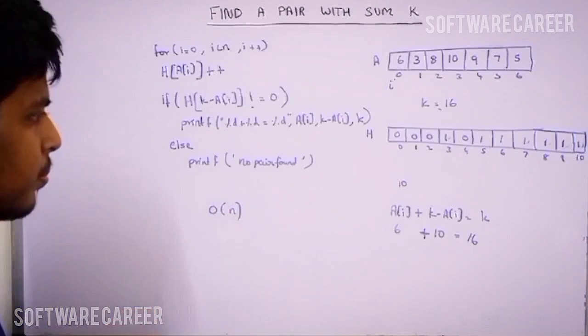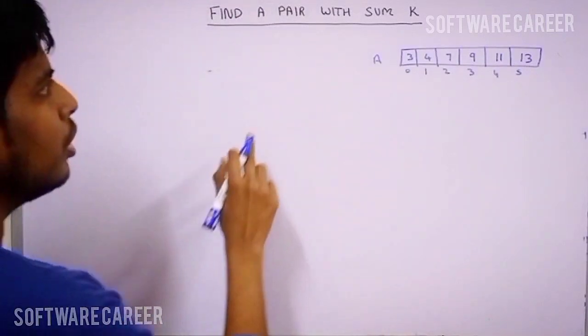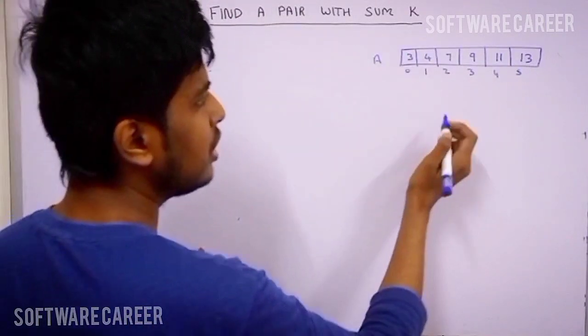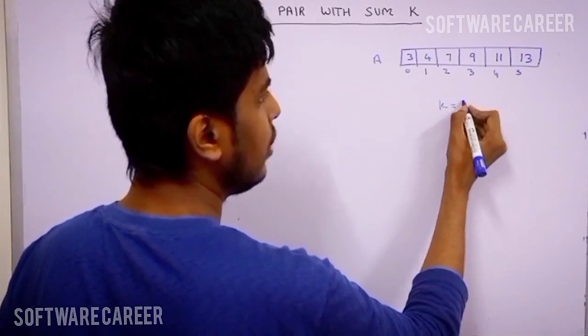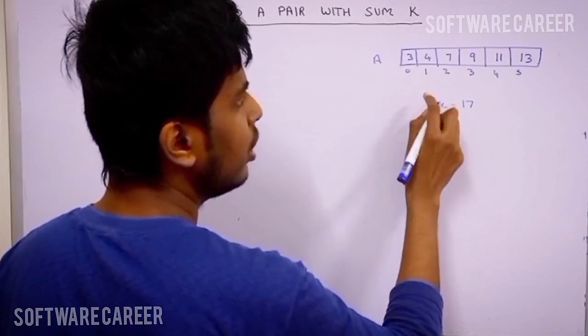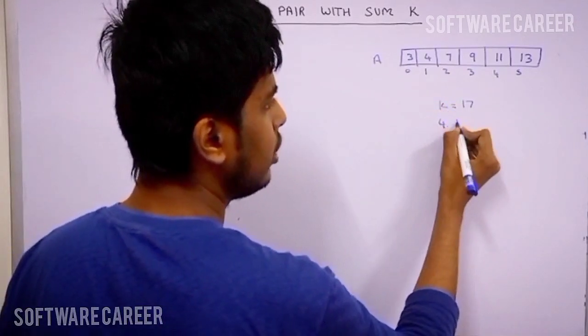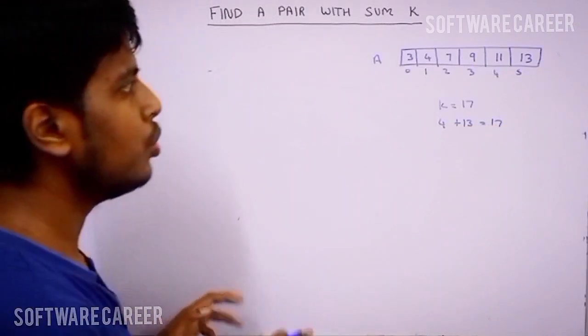So that's why I am writing O of n. This is the thing. Now suppose this is a sorted array, and you should find a pair which gives some k. Suppose k is 17. The output should be 13 plus 4 equals 17. It should give output like this. How to find?